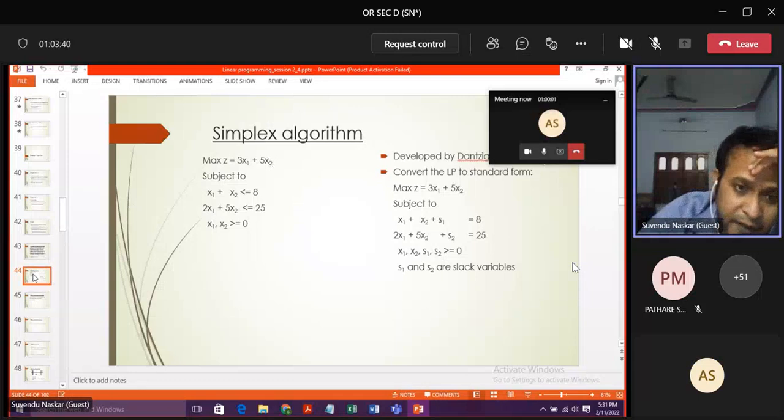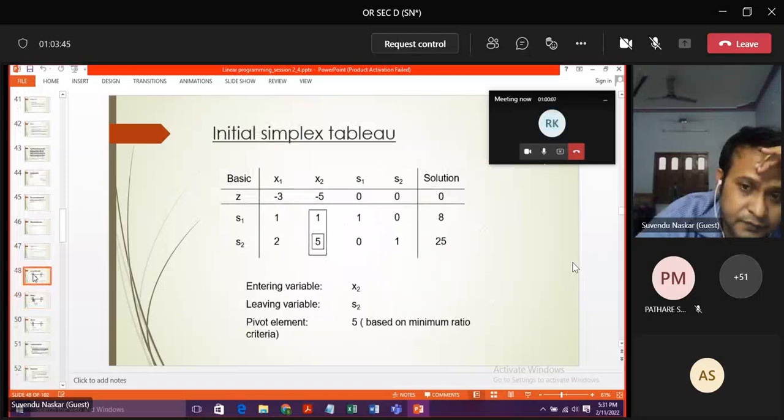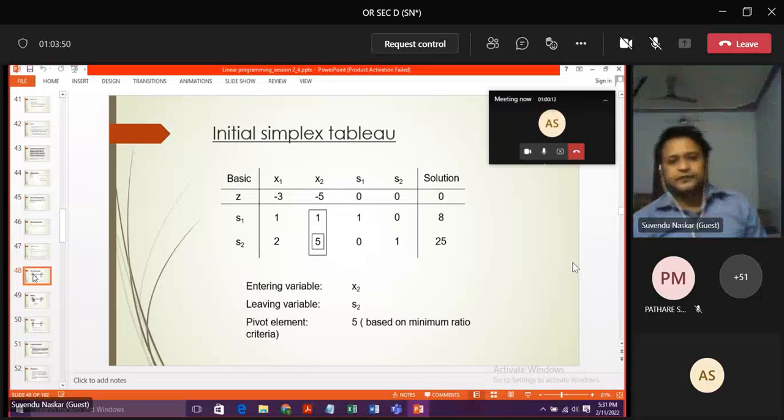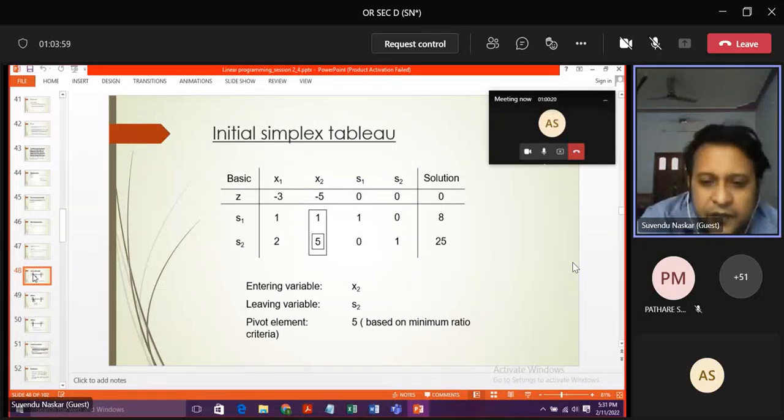Think through it. We'll come back again. Okay, so our entering variable we have discussed; now we'll have to identify our leaving variable. How will you choose our leaving variable? The leaving variable is that slack where I have the minimal ratio between the right hand side and the column entries.